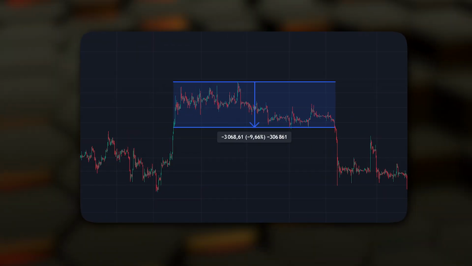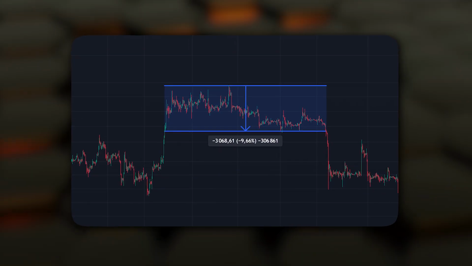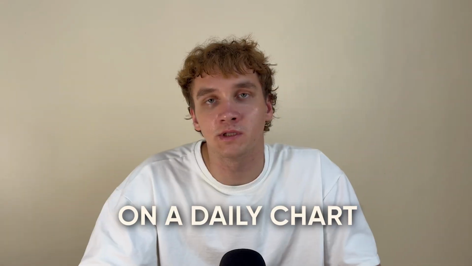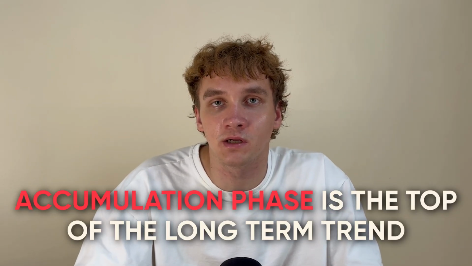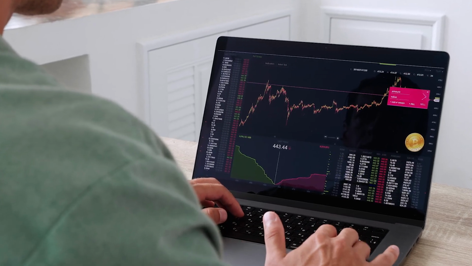Distribution, on the other hand, is when those same big players start selling their positions after a strong uptrend. Price action flattens and volume spikes as buyers get trapped, thinking the move will continue. On a daily chart, accumulation phases set up the long-term trend. On shorter time frames, these patterns give precise entry points.